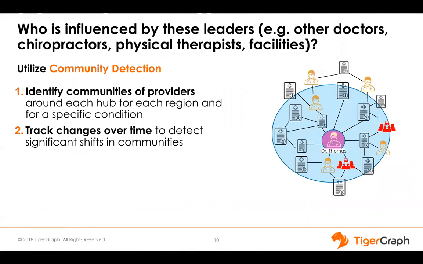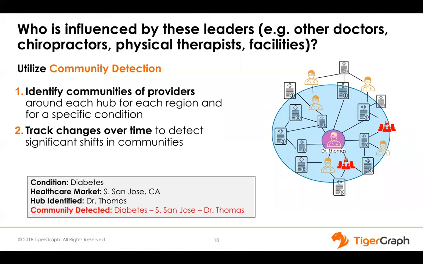Next, the next stage is we want to find those communities. So we can run a community detection algorithm, and that's what we're going to do today. This is basically seeing who Dr. Thomas is potentially impacting. And again, this blue oval represents his community.